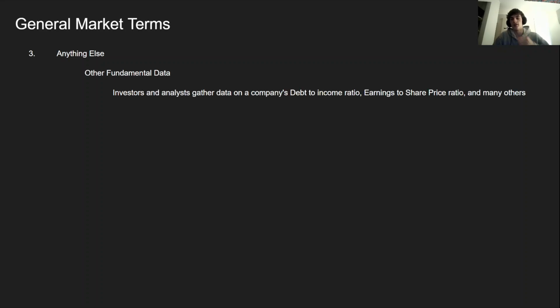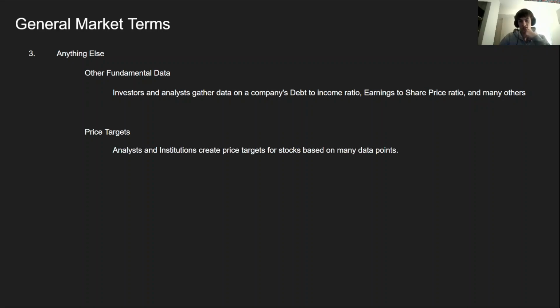And so, moving on with market terms, the other stuff that I think is important is just going to be other fundamental data. So this is going to be stuff like debt to income ratio and earnings to share price ratio and a couple others. But investors and analysts use this to create price targets. So price targets are just based off of many different data points.